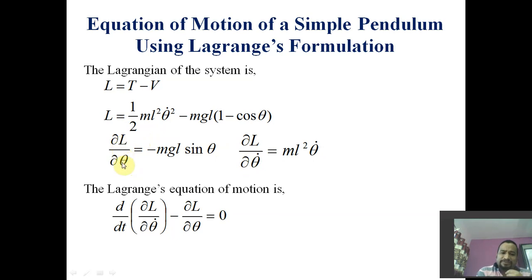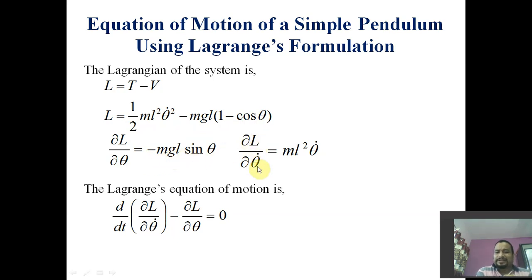The derivative of the Lagrangian with respect to theta is minus mgl sin θ. If you take this derivative of L with respect to theta, in the first term there is no theta, therefore the derivative of the first term is 0. In the second term, there is 1, and the derivative of this 1 with respect to theta is 0, mgl is constant. Then the third term, plus mgl cos θ, its derivative with respect to theta is mgl sin θ with a minus sign, here it is minus mgl sin θ.